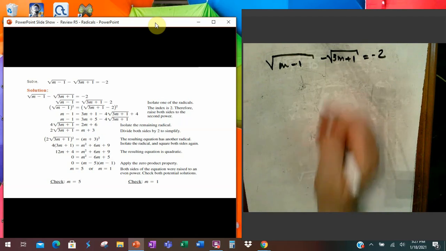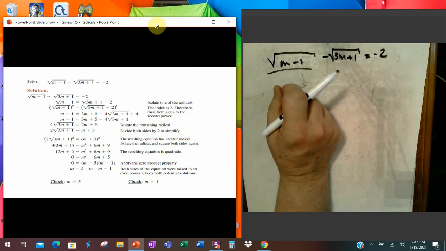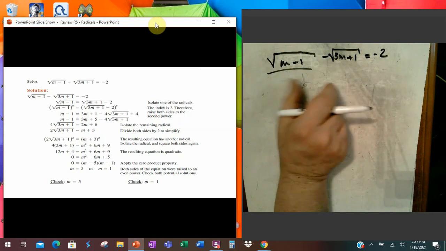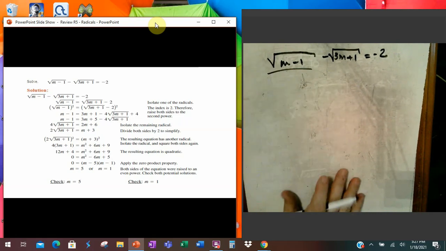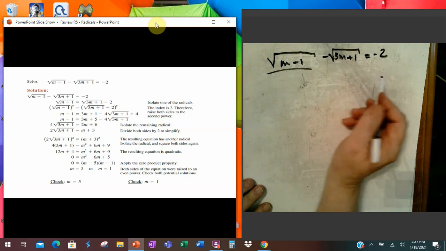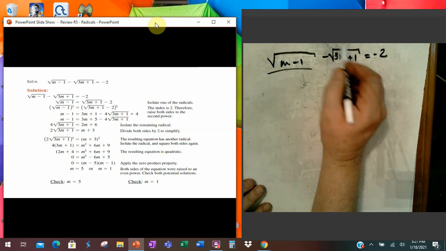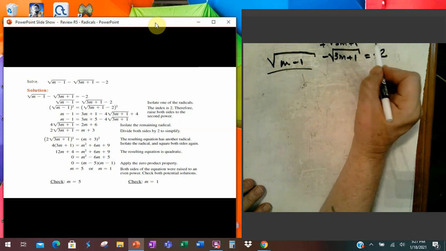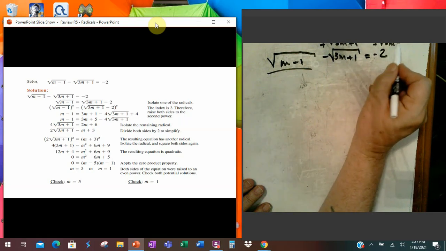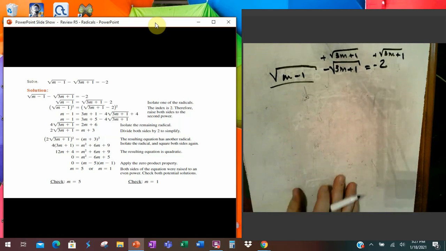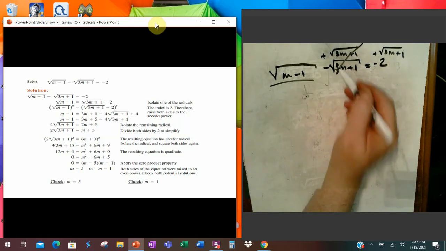Okay. So I want to pick one of these things, isolate it, take the index, raise both sides to that, and go from here. So I'm going to pick this, leave this one alone, and get this over here. Just like that. Okay, let me bring this down for you. So I'm going to do both sides to get rid of that.